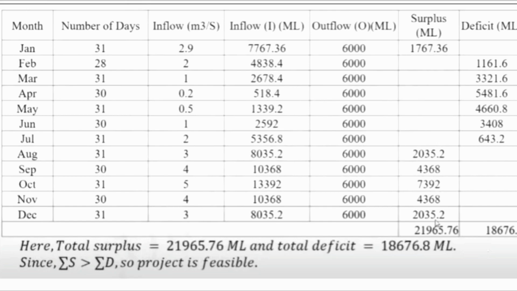So in this question, the main thing is to calculate the volume, which equals the summation of deficits. Deficit equals inflow minus outflow, and inflow is in meter cube per second, so we have to convert this into million liter per month.